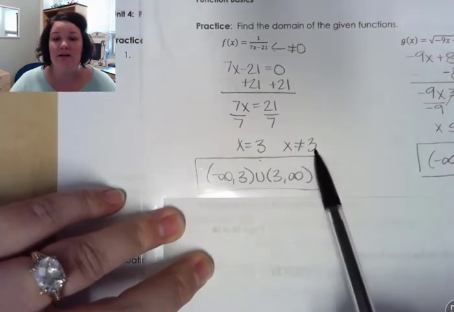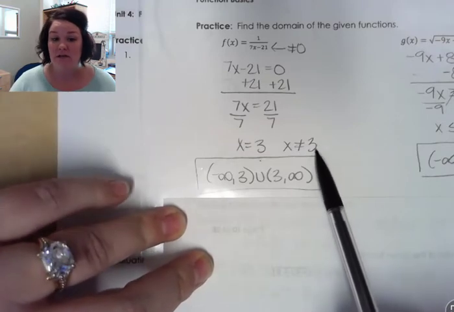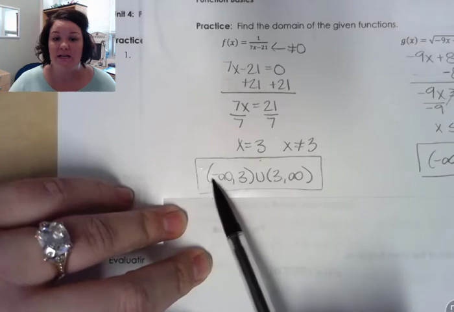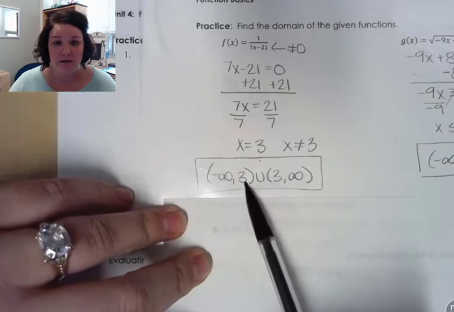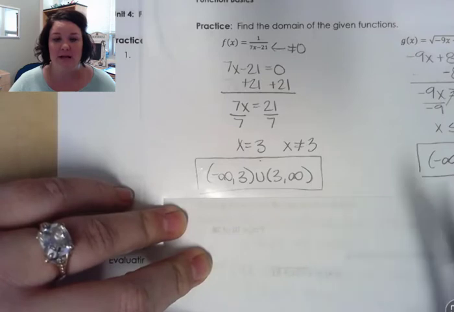So if x can't be 3, then I have to take 3 out of my domain or out of my allowed values. So that means it can be anything except 3. So from negative infinity up to 3, not including, and then anything bigger than 3. So 3 to infinity. Okay.